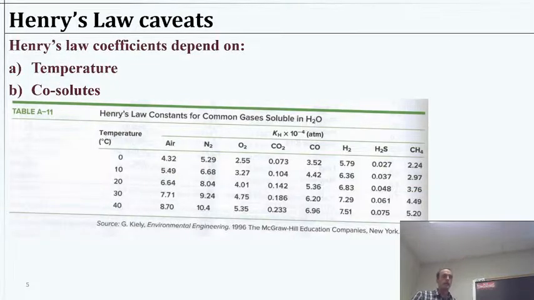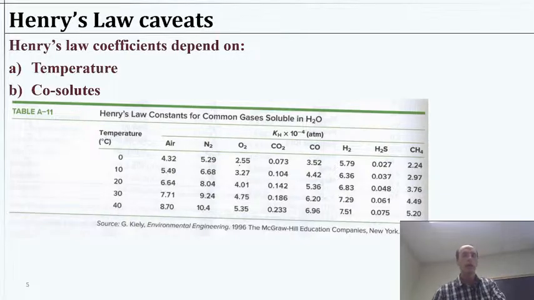Okay, Henry's law coefficients depend on a couple things. One is temperature, and another is other things that are dissolved. So it turns out that if you want to know whether or not a stream or a river will be good for supporting some fish like trout, they like a lot of oxygen. If you know anything about fish or fishing, you might know that trout tend to like cold water. Well, it's probably more so that they like oxygen-rich water. And the cold temperature allows that to happen much better.